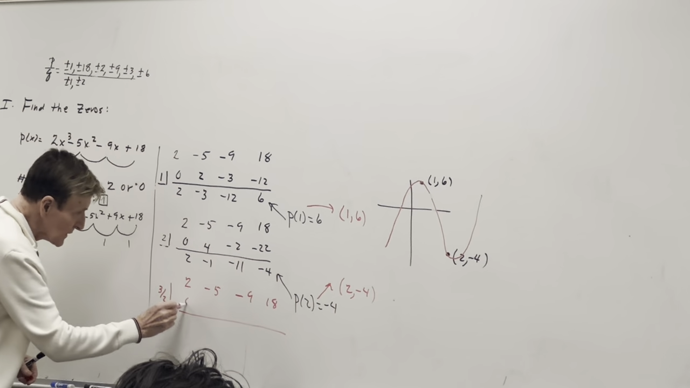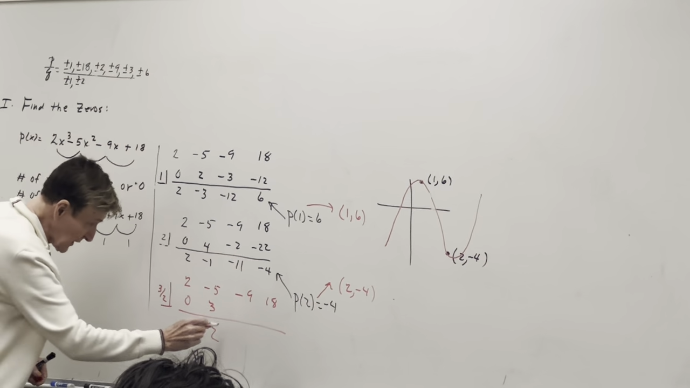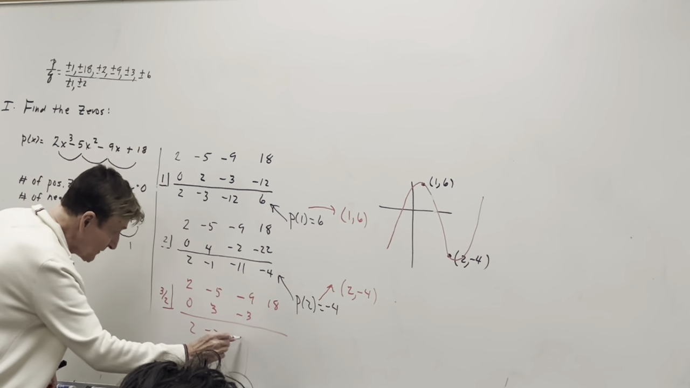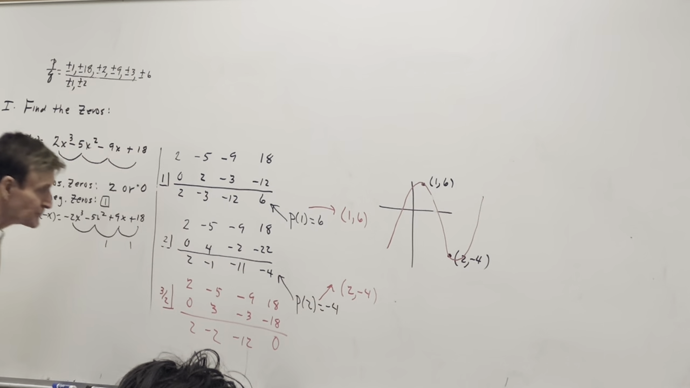Here we go, guys. 0, 2. I think you get a 3 here. Watch my math here. -2. I think you get a -3. -12. I think you get a -18. It works. Does it work now?